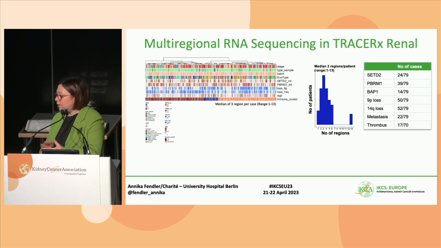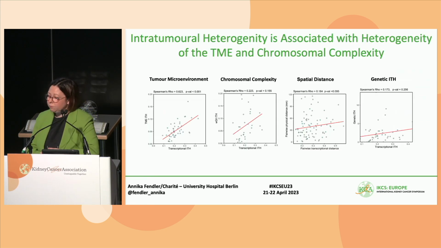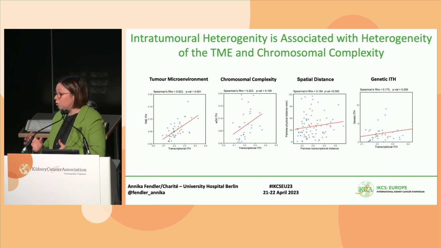And we also sequenced, if available, a metastasis from the same patient and the primary region in the tumor from where the metastasis likely arose. So if we look at what can drive intratumoral heterogeneity in these tumors, then interestingly, genetic intratumoral heterogeneity was not what was most closely associated. So this is the proportion of subclonal and clonal driver mutations.